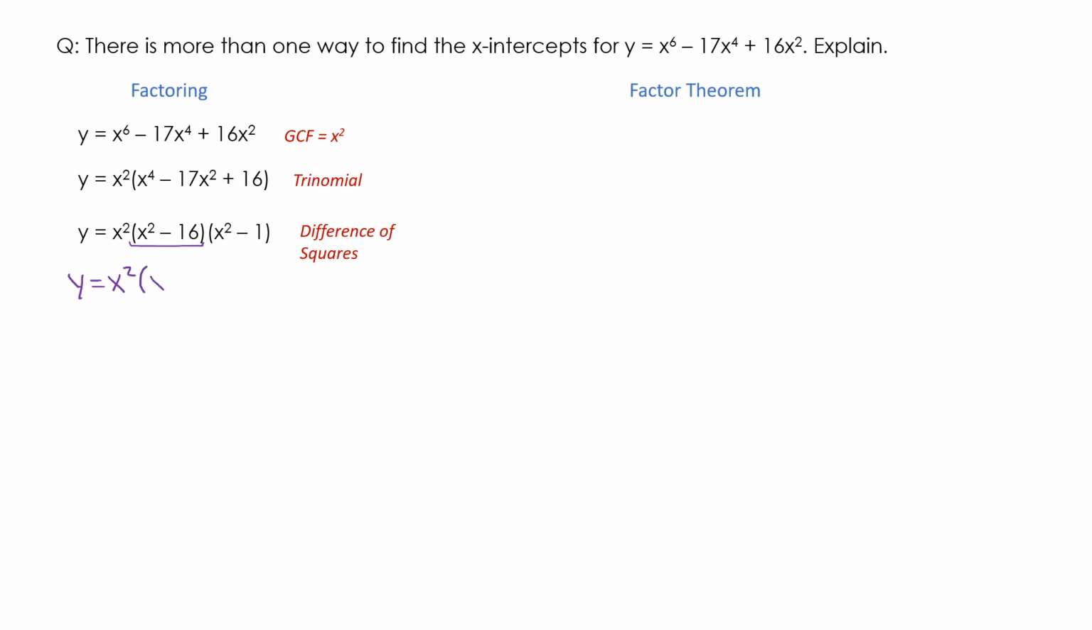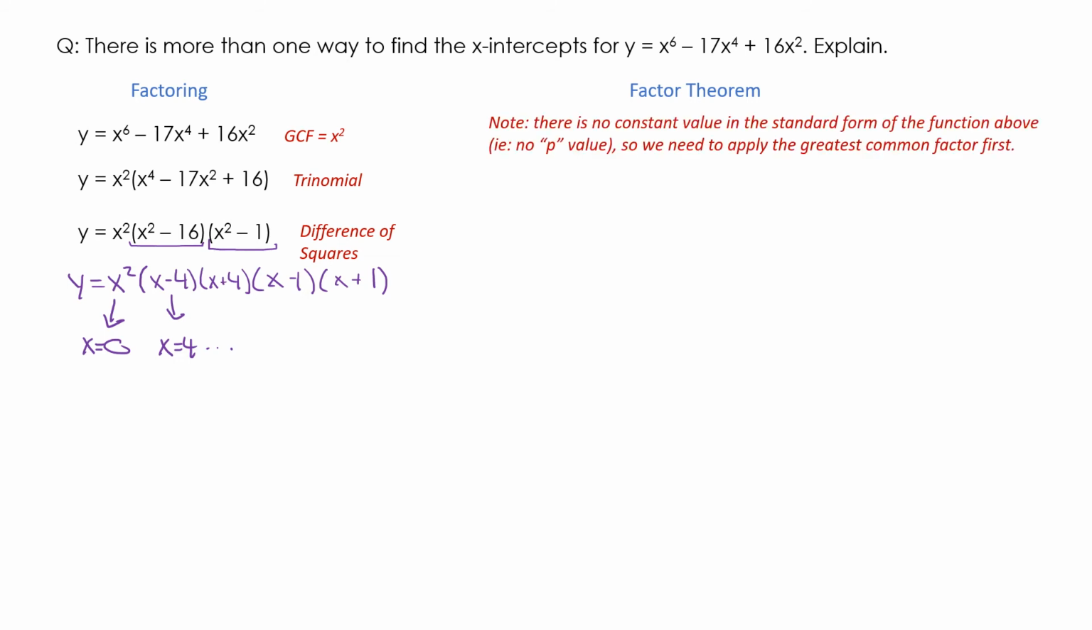But let's do difference of squares: x minus 4, x plus 4. The second term is also a difference of squares: x minus 1, x plus 1. Again, the question just says explain. So we would use all our different factoring methods to explain how to find the x-intercepts. We have all kinds of x-intercepts here. This one gives us an x-intercept when x is 0, this one when x is 4, and so on. You guys know how to do all that. Let's go over to the factor theorem.